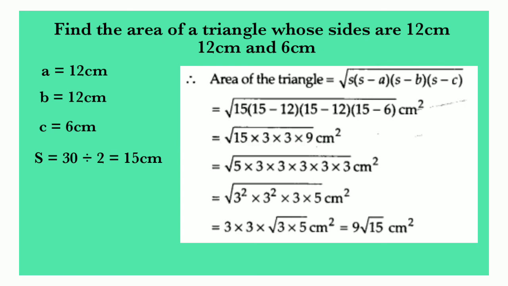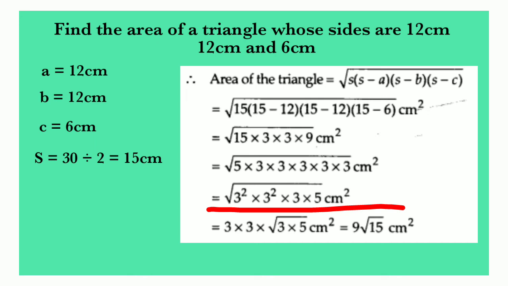Inside the root, 15 can be factorized. We can write 15 equal to 5 into 3 or 3 into 5. So 5 into 3 into 3 same, again 3 same. Then 9 can be factorized again as 3 into 3. Then how many 3's are here? 3 into 3, 3 square. Again 3 into 3, 3 square. Here one 3 is balance, and here 5 is balance. So we write the same number, 3 into 5 is there: 3 square into 3 square into 3 into 5.